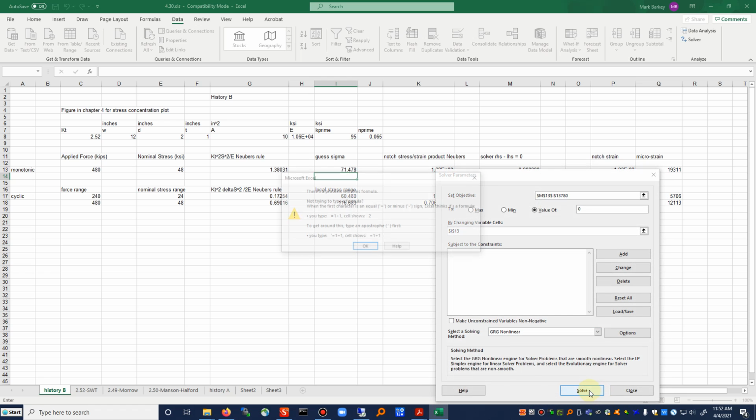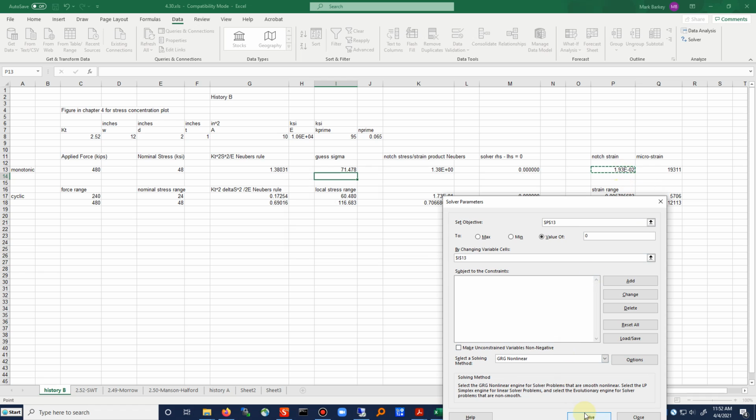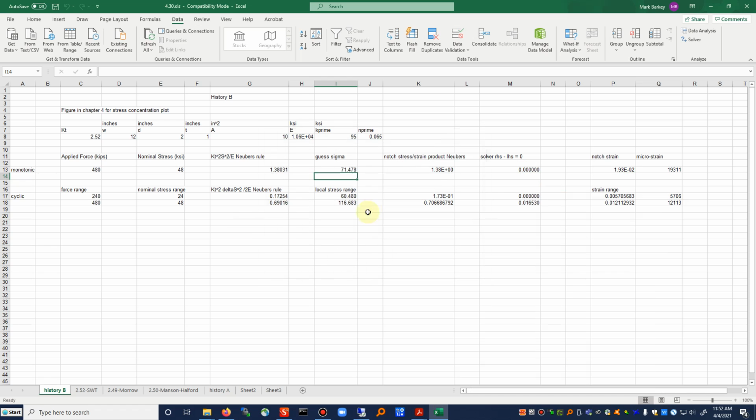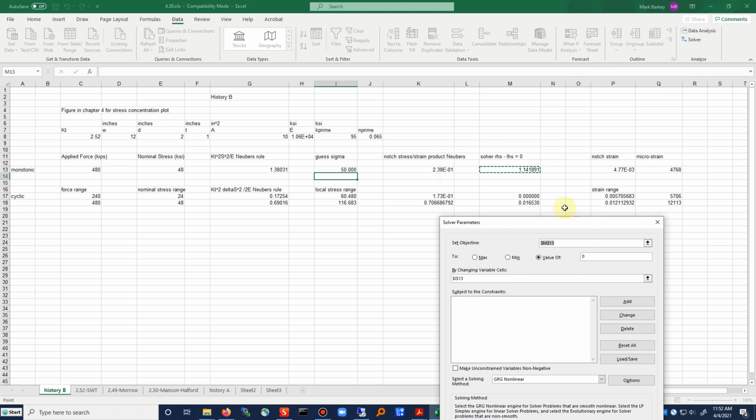Stuck here, so let me... sure what this is doing. Make this some other number, maybe 50. And now I'm going to hit the solver, and I'm going to change M13. I'm going to drive M13. Well, I'm going to drive this one to 0 by changing this cell.